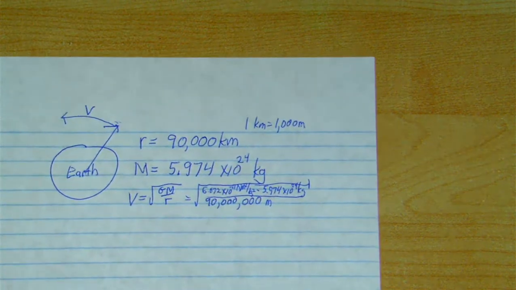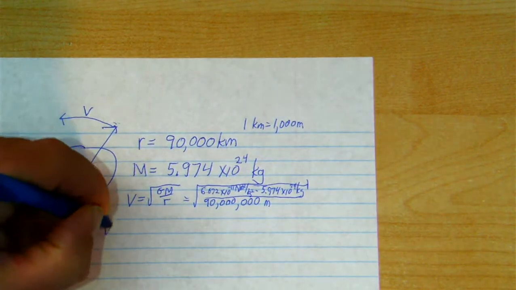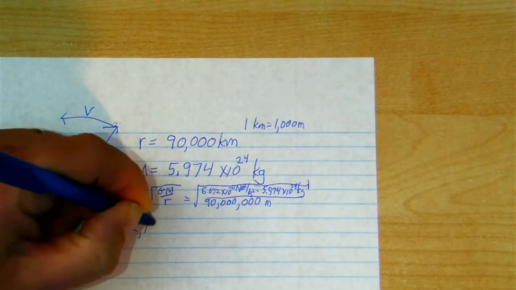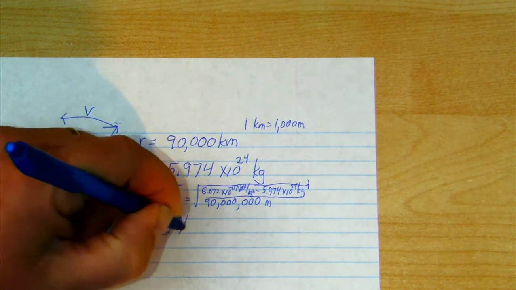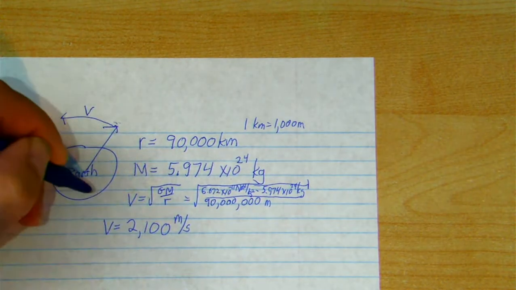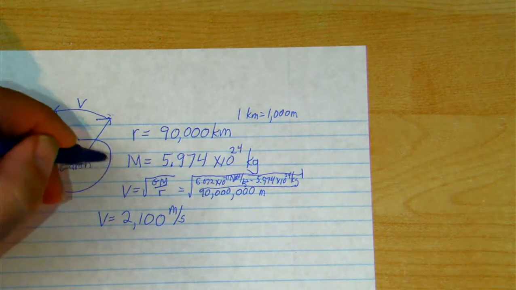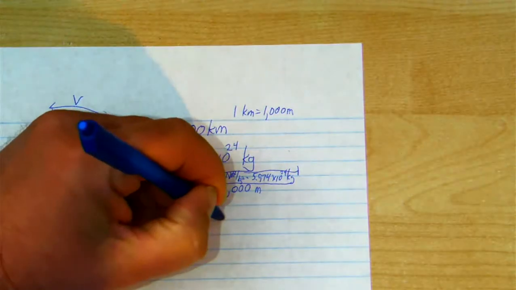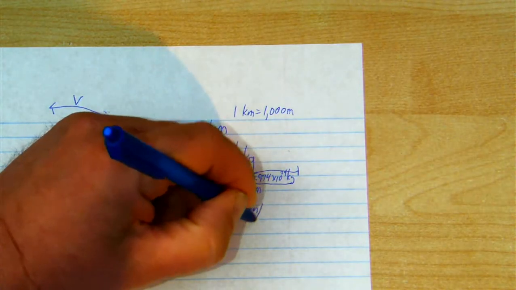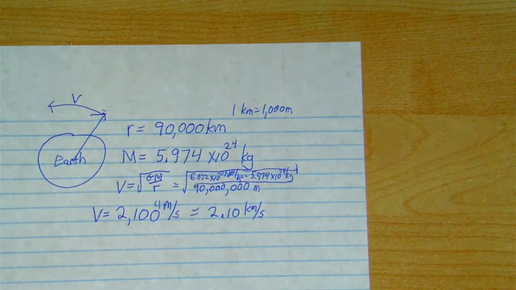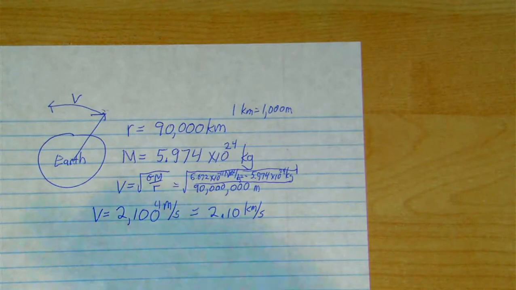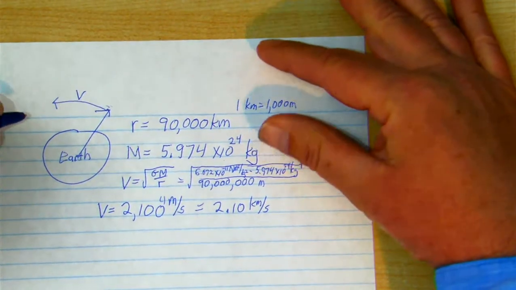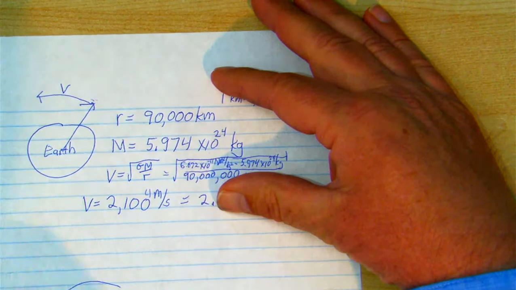All right, calculate, please. Okay, ta-da. The answer is 2,100 meters per second. That's to 2 sig figs. To 4 sig figs, it was 2,104. And so to 3 sig figs, we would say it's 2.10 kilometers per second. Okay, now I have a little geometry factoid I want to share with you as well.